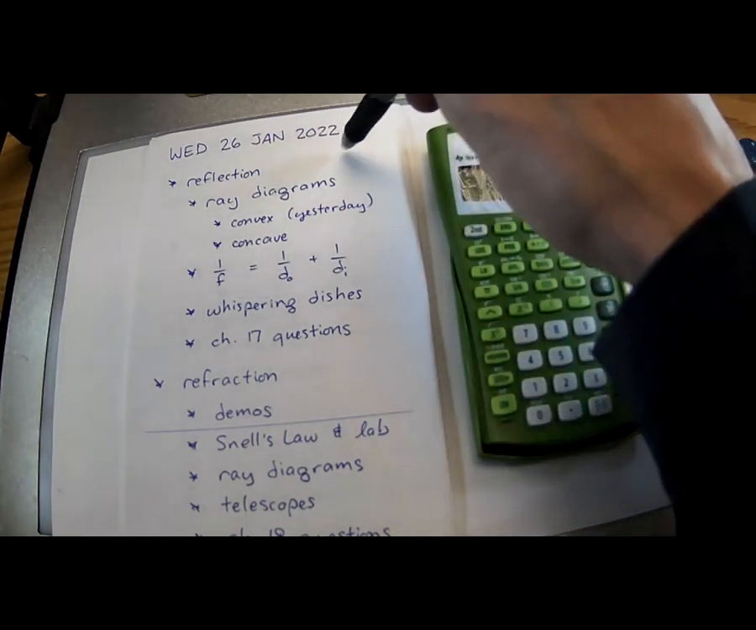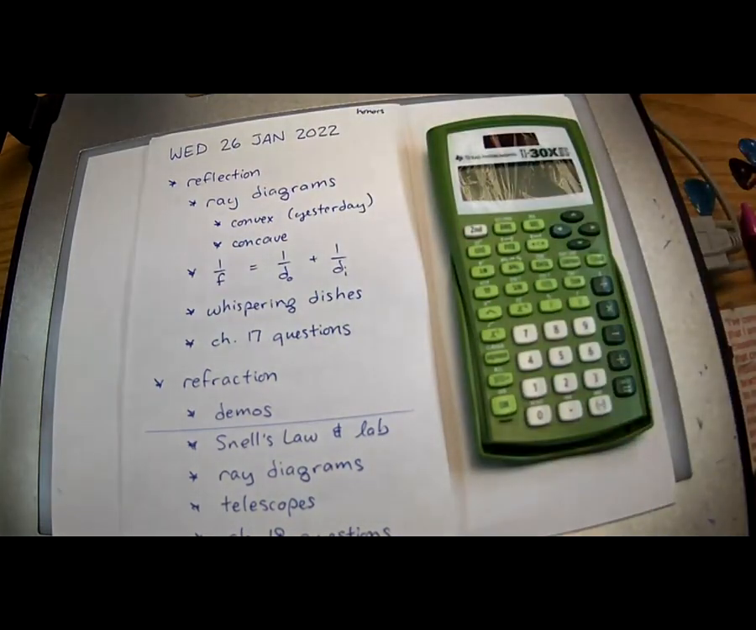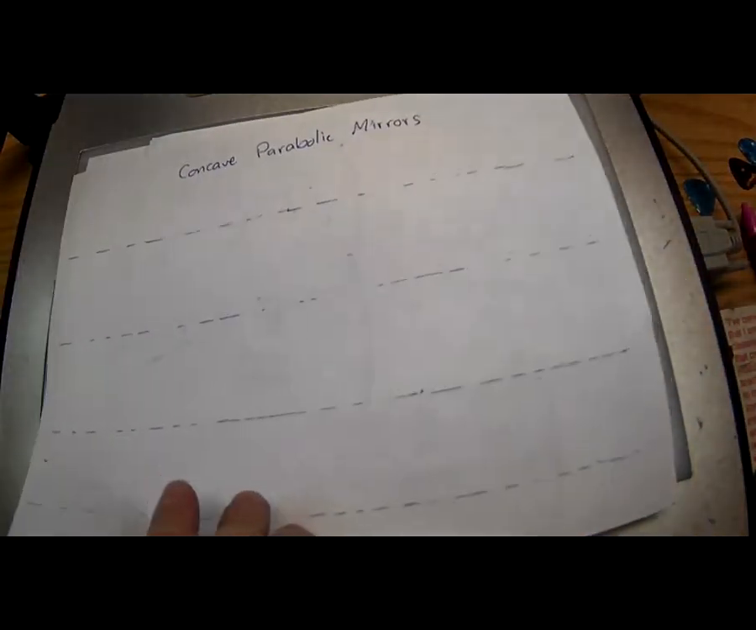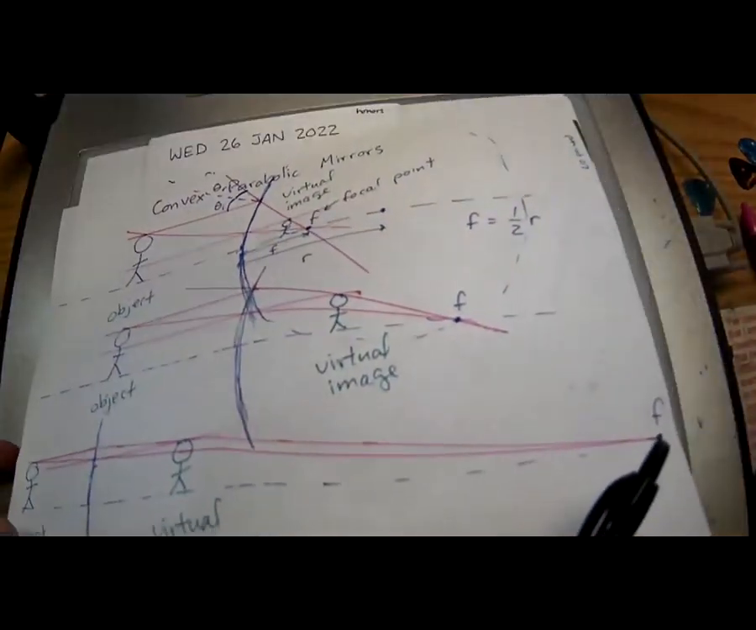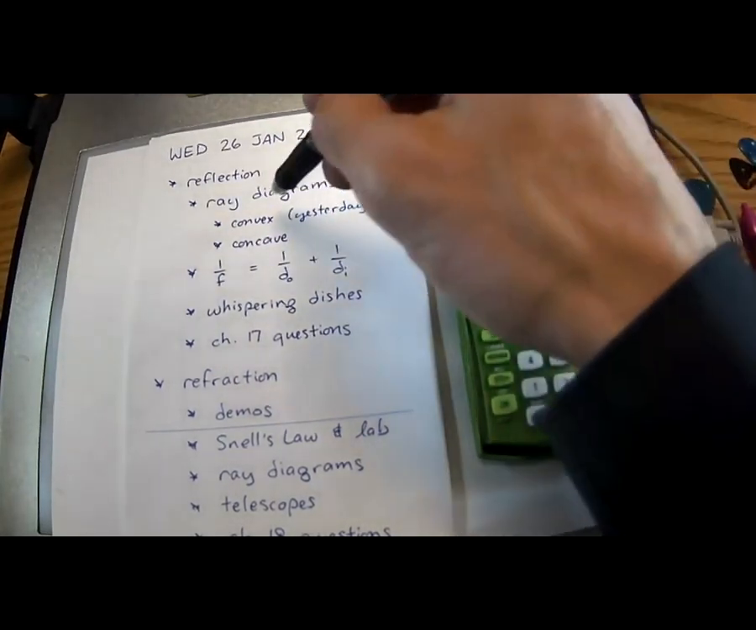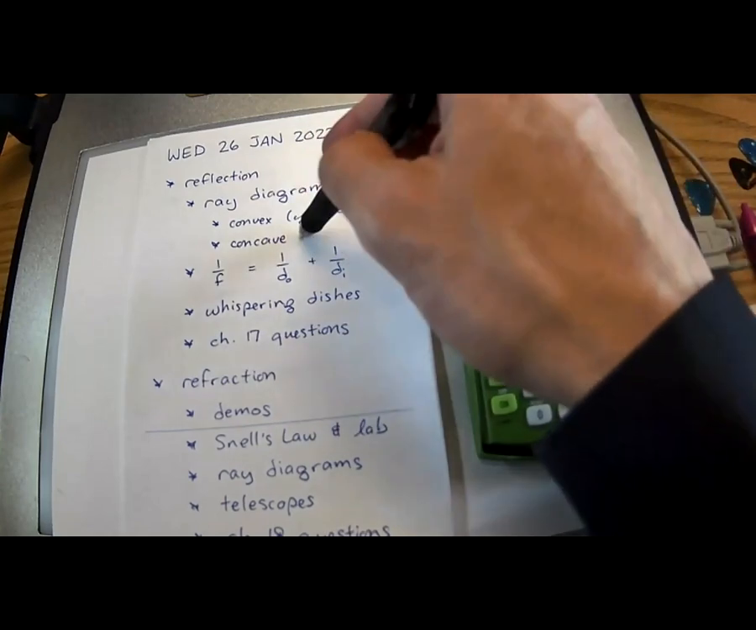The agenda for today is we're going to finish these ray diagrams for reflection. You guys remember yesterday we were doing all these convex parabolic mirrors, and we almost started on the concave, but that was about time covering. So we'll finish these ray diagrams. The convex yesterday, we'll do concave today.